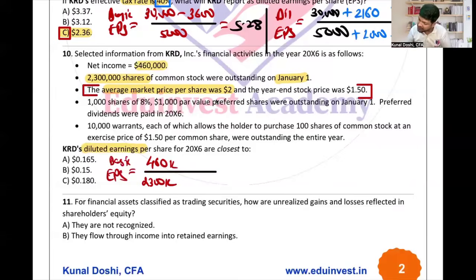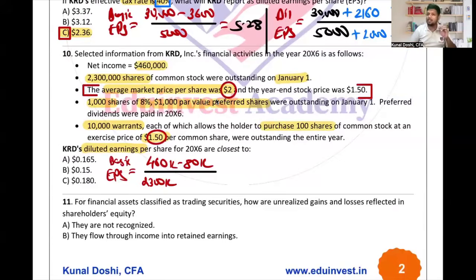Next, I need to check for convertible preferred shares. Is there a preferred share? 1,000 shares of 8% at $1,000 par value preferred shares. Guys, these are preferred but not convertible. Have they said convertible? No. So 1,000 shares of 1,000 par is 1 million, into 8%, that is 80,000. So minus 80,000. And then there are warrants, 10,000 warrants, which allow holders to purchase 100 shares at an exercise price. The exercise price is 1.5 and the average price was 1.2.